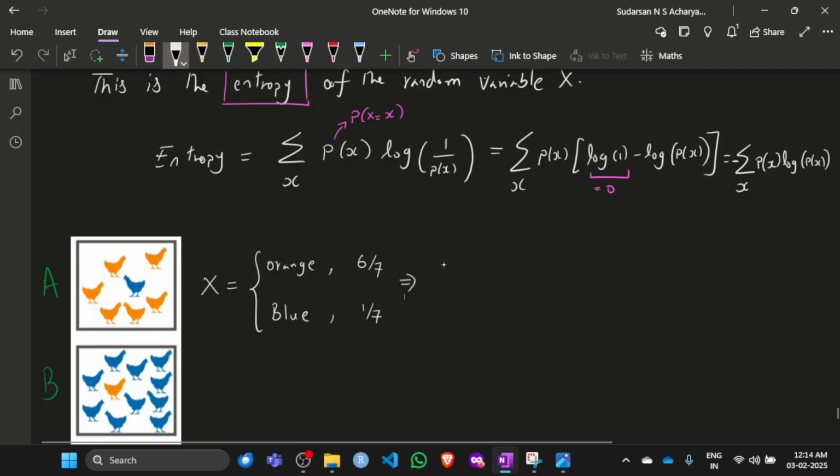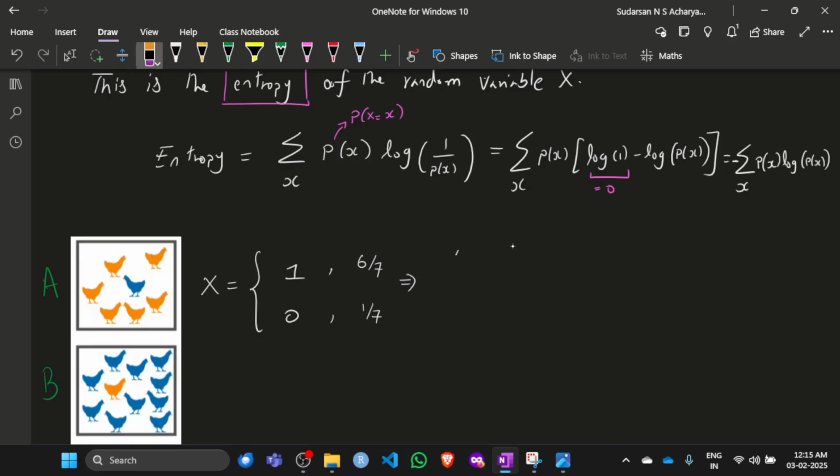So first, it's going to be the probability that it's an orange chicken, so x takes the value orange. You can give a numerical value for orange and blue. For example, orange can be 1 and blue can be 0. Probably that'll be easier to relate to the values that you see there. So let's say that orange is equal to 1 and blue is equal to 0, right? So what is the entropy?